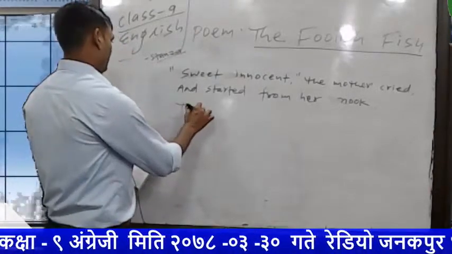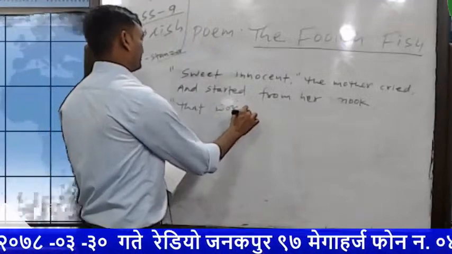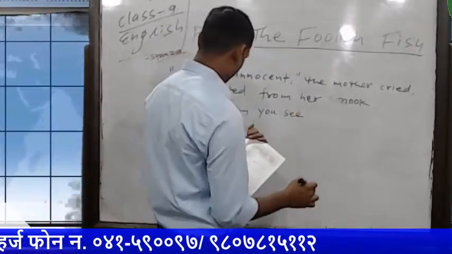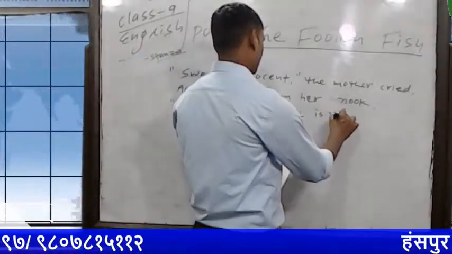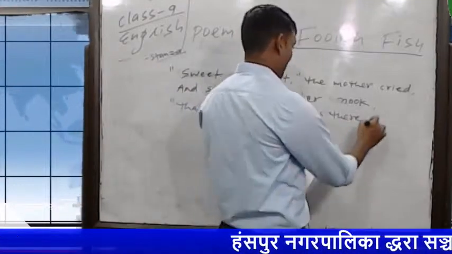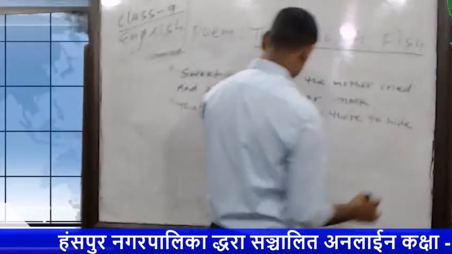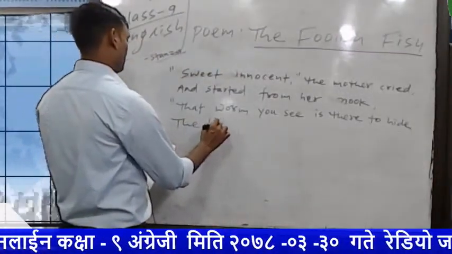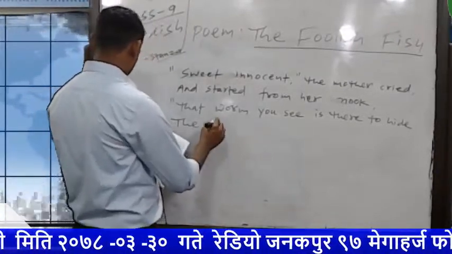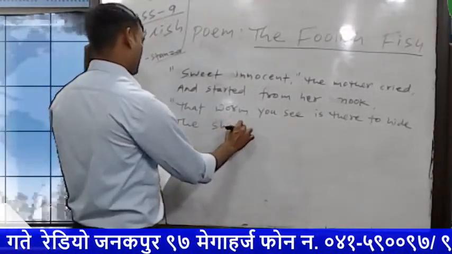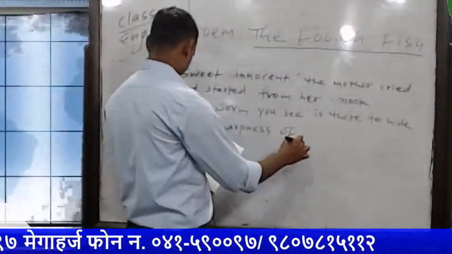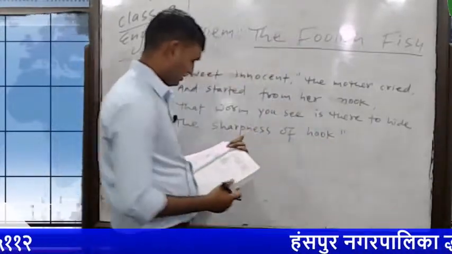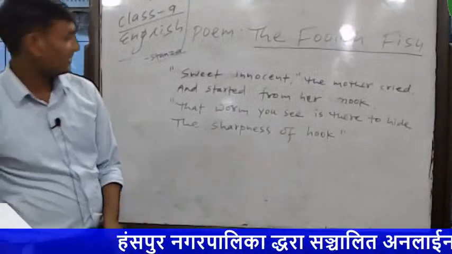That worm, you see, is there to hide the sharpness of hook. This is the second stanza.